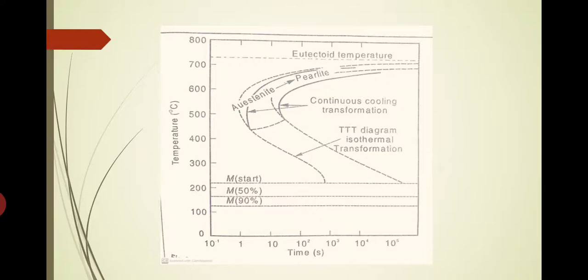But if you think about a much faster cooling rate, what is happening is the cooling curve is going like this. It is touching the starting point of the continuous cooling curves here, but if the cooling rate is like this, it will not touch the ending point of the TTT diagram or CCT diagram.